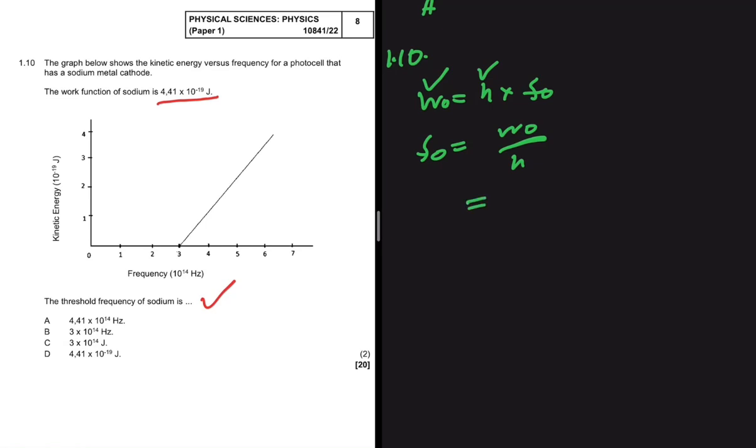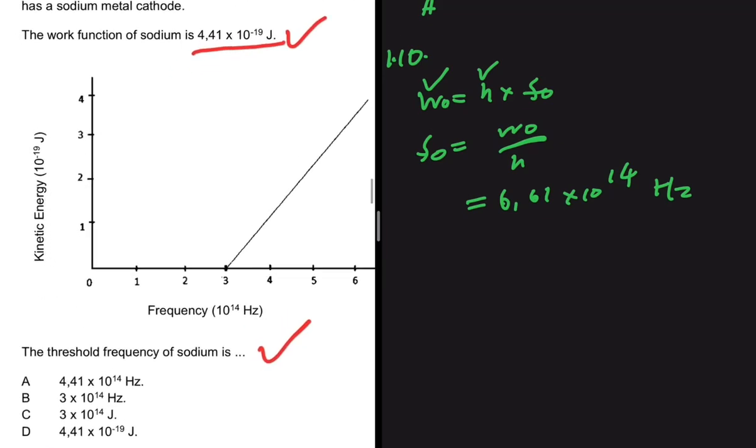And then, let me just look at the answer again. When you put that in your calculator, you're going to get 6.61 times 10 to the power 14 hertz. That is your answer when you use this information. And then we are given a graph. In our graph, the frequency where you start seeing some kinetic energy, the threshold frequency, is equal to 3 multiplied by 10 to the power 14 hertz, right? So on the same question, we have two possible answers: 3 times 10 to the power 14 hertz and 6.61 times 10 to the power 14.